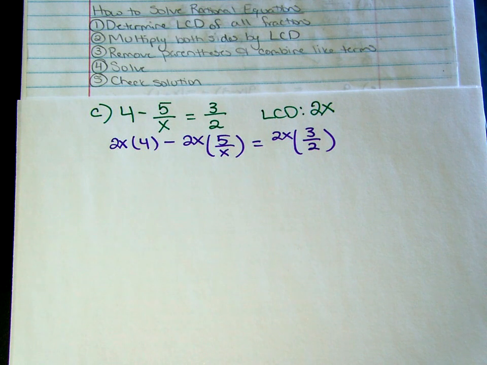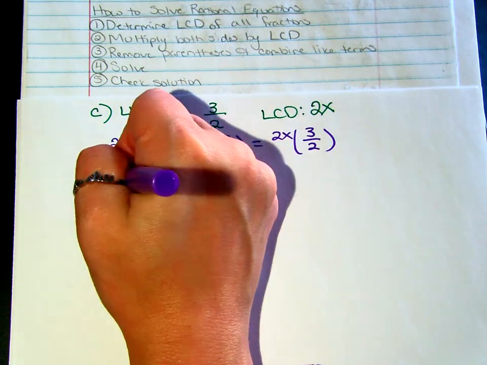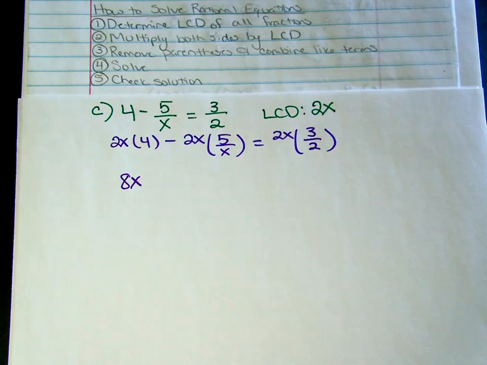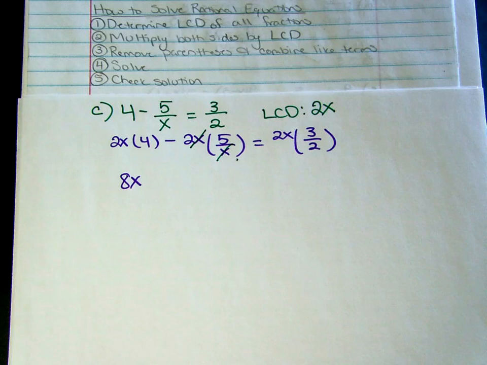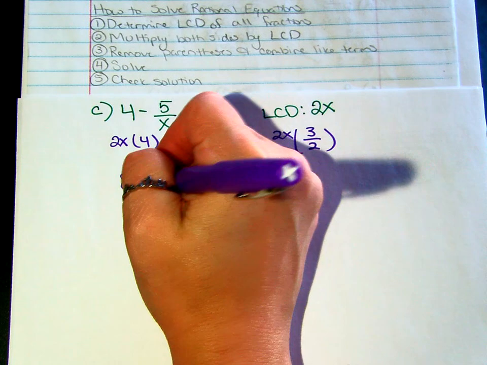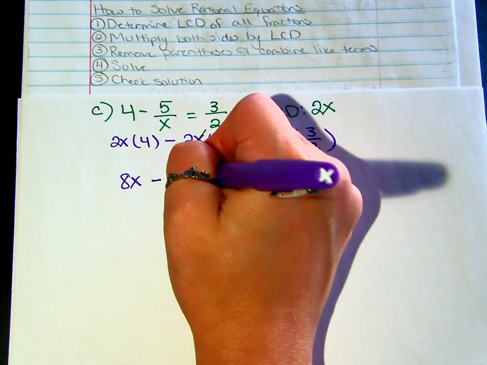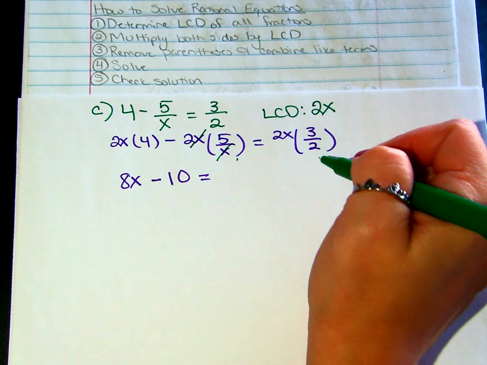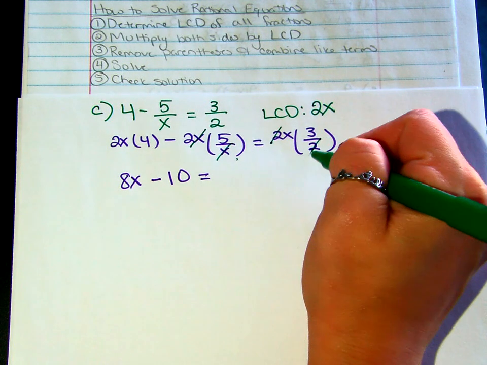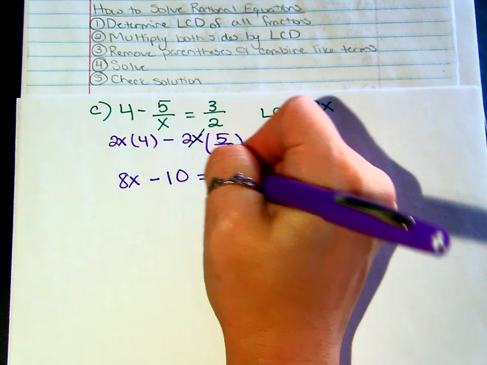At first the term is a constant, so nothing's going to cancel out. There was no denominator for me to do anything with, so it's just going to become 8x. The 2x times the 5 over x, notice there would be an x on top and an x on bottom, so those go away. So I end up just multiplying 2 times 5. There's a negative in front of there, though, so it does become a negative 10. And then on the other side of our equal sign, I have 2x times 3 all over 2, so notice there's a 2 on top and a 2 on bottom, so I'm just taking 3 times x.